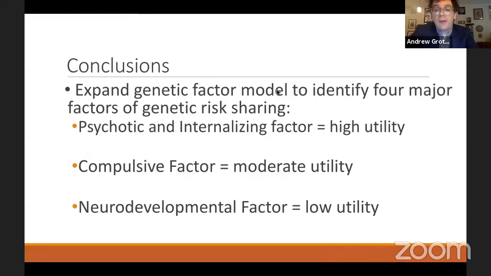So in conclusion, we've expanded the genetic factor model within Genomic SEM to identify 4 major factors of genetic risk sharing. We see that the psychotic and internalizing factor have relatively high utility based on different litmus tests using correlations with external traits and individual genetic variants. The compulsive disorders factor does a good job with respect to external traits, but maybe needs to have more work done as those GWAS get higher in power on the genetic variant end. And we see really low utility of the neurodevelopmental disorders factor, in particular because autism seems to really stand apart from the other disorders that load on that factor.